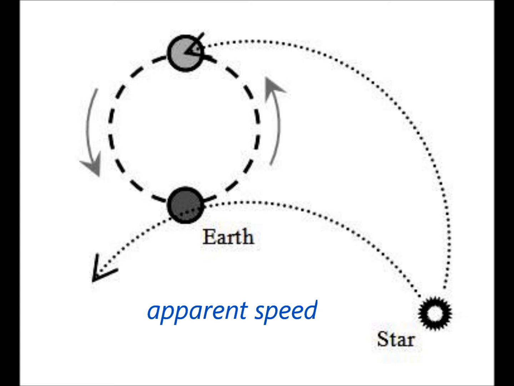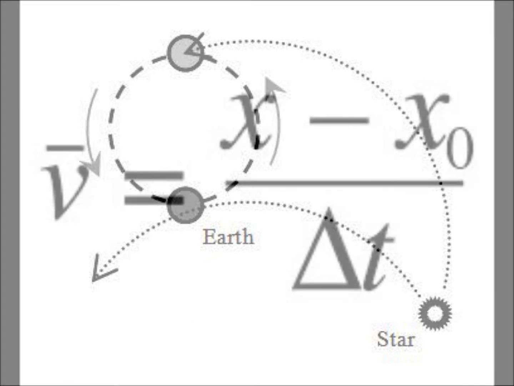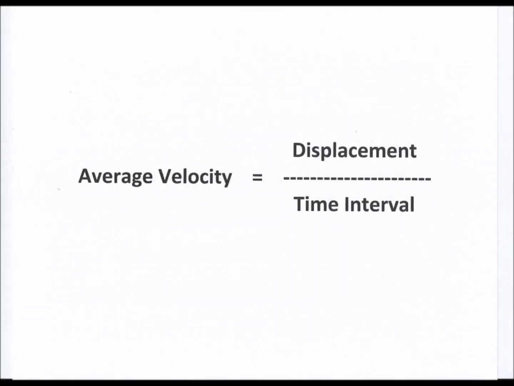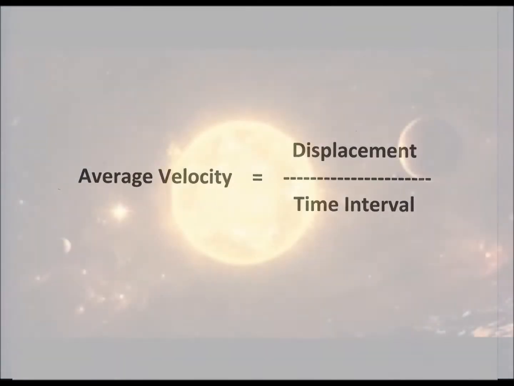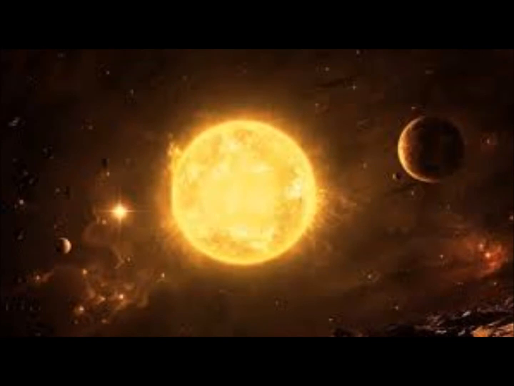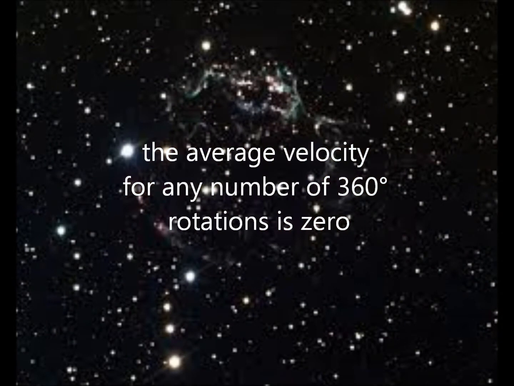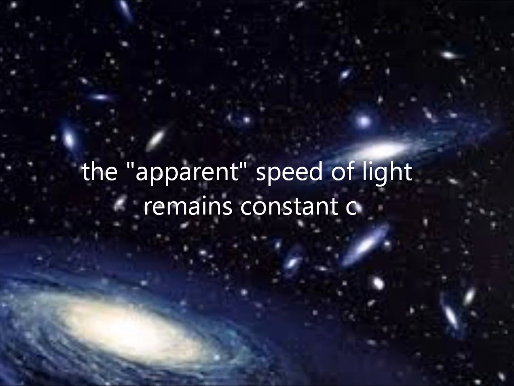Here, the apparent speed of light is defined as the magnitude of its average velocity. The average velocity for a curved path of light is equal to its total displacement divided by the elapsed time of travel. Consider the axial rotation of a star. The average velocity for any number of 360-degree rotations within a given period of time is 0, and so a logical assumption is that no degree of a star's rotation or its orbit will affect the apparent speed of its light.